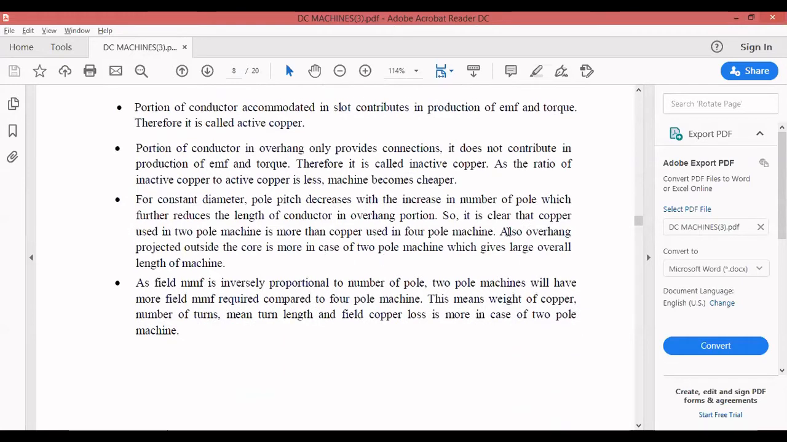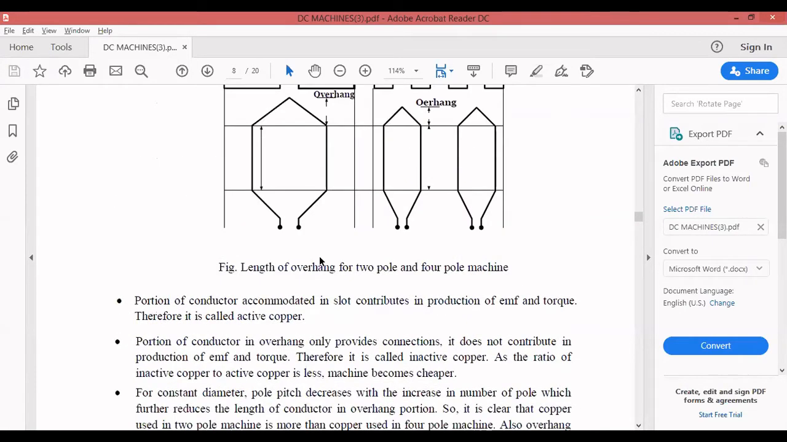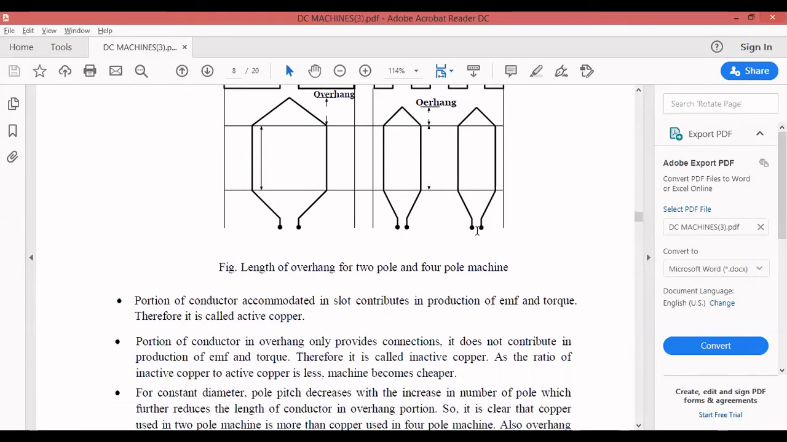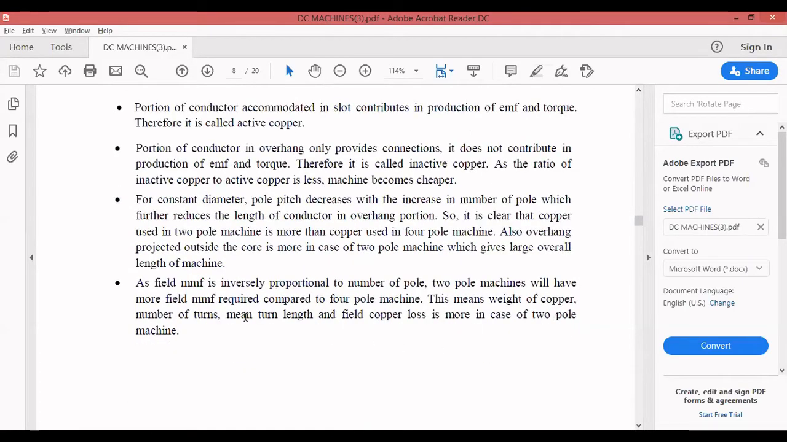Also, the overhang projection outside the core is more in a two pole machine, which gives a larger overall length of the machine. So this overhanging will be more, and the length of the machine also will be more. In the case of a four pole machine, the overhang will be less, and even the length of the machine will be less. That is one.